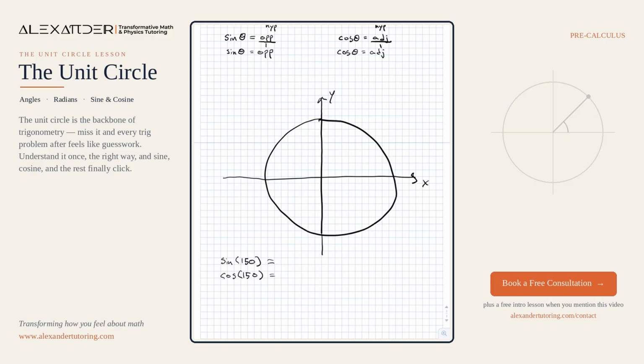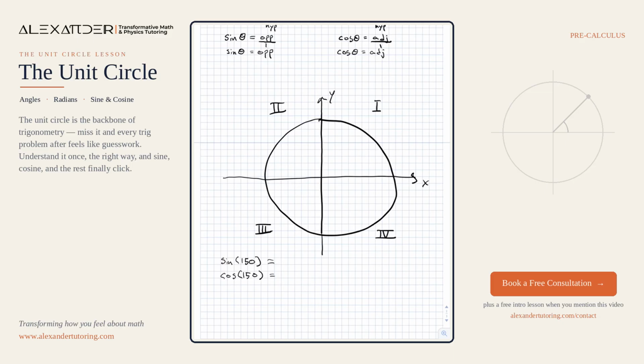Okay, so the first thing you always want to do is draw the triangle. We're going to call this quadrant 1, that's 0 to 90 degrees. This will be quadrant 2, that's 90 to 180 degrees. This will be quadrant 3, which is 180 to 270 degrees. And this will be quadrant 4, which is 270 degrees to 360.